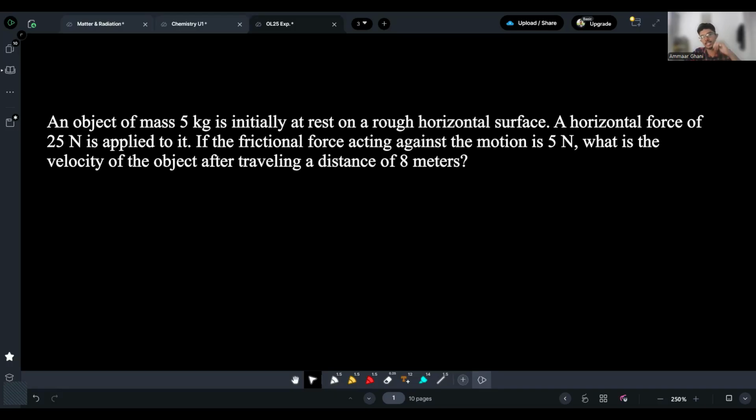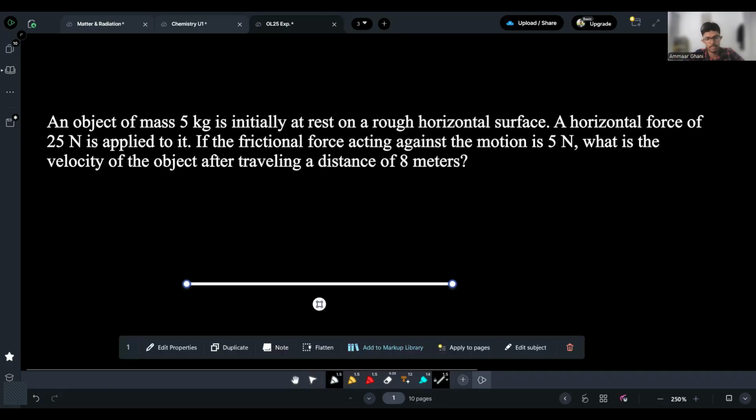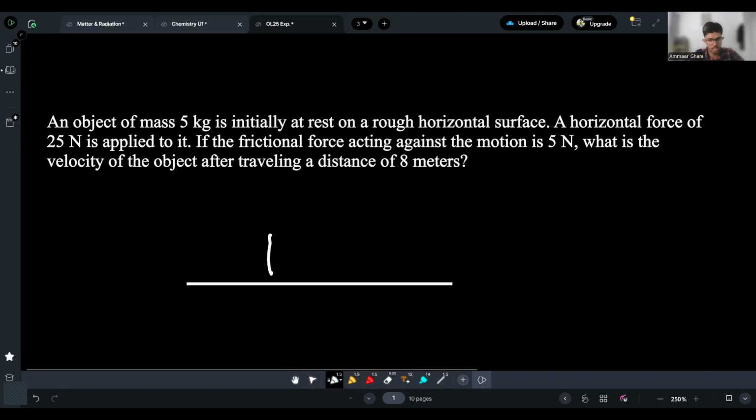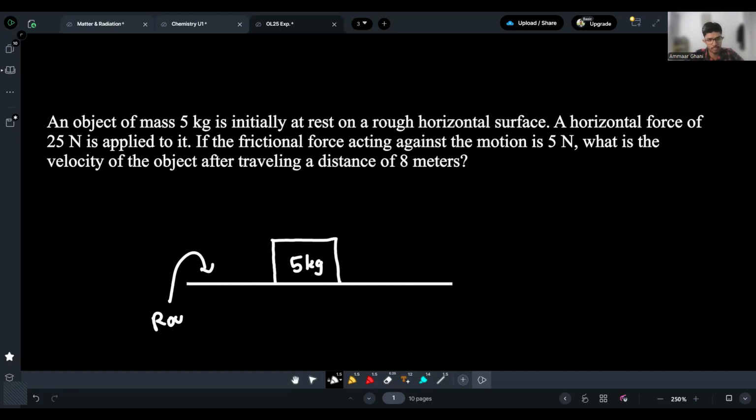So first of all, the question tells an object of mass 5 kilogram is initially at rest on a rough horizontal surface. So let's sketch that part down. We have a surface and we have an object on the surface. And the mass of the object is 5 kilogram. Okay, and they tell that this surface is rough.